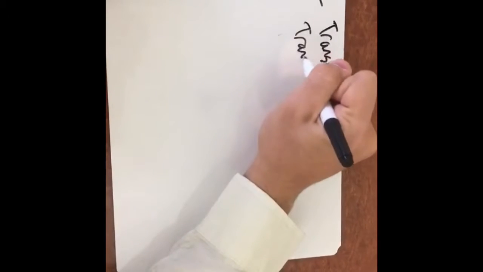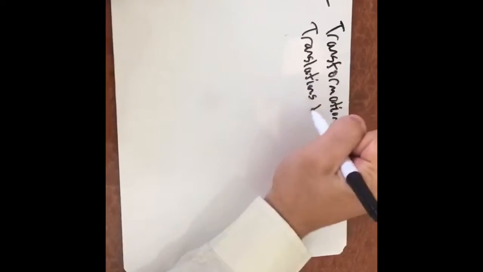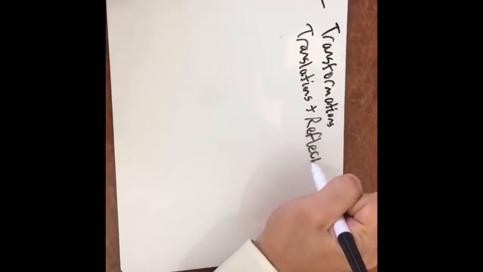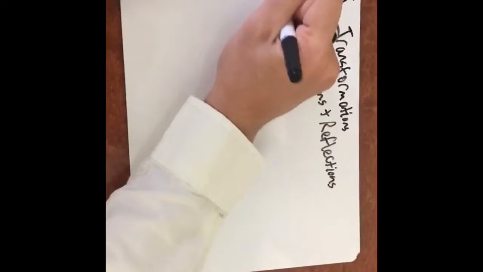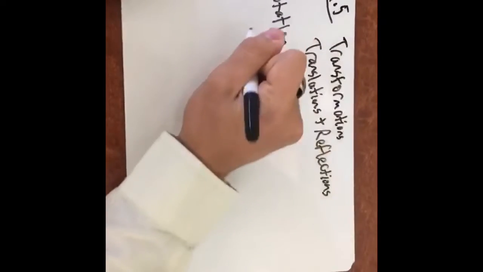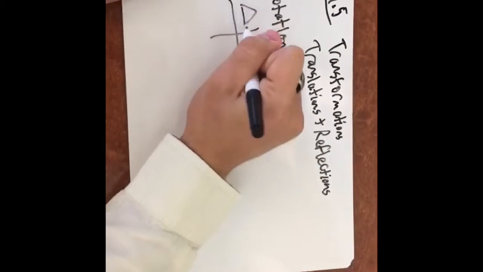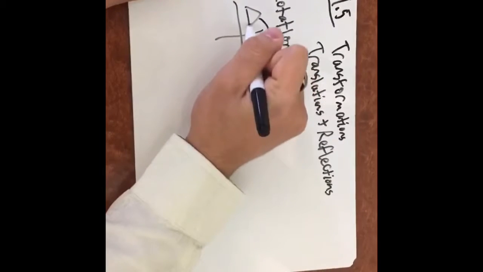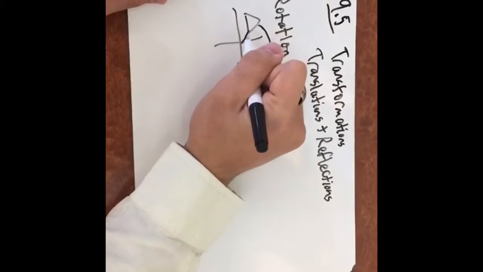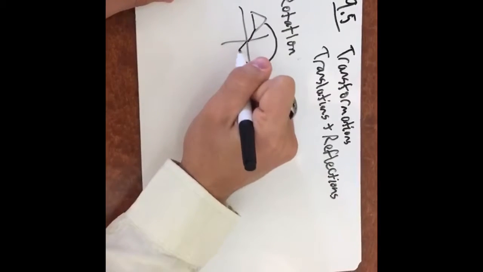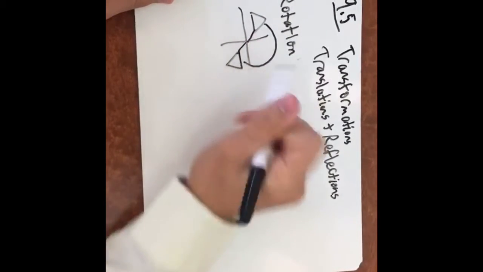Now, let's focus on section 9.5, which is transformations involving translations plus reflections. Earlier on, you learned of a type of transformation known as a rotation, in which you take a particular shape and then rotate it about the origin. Remember, the center of rotation was the origin in these examples.